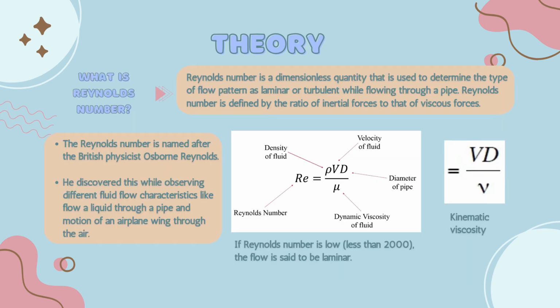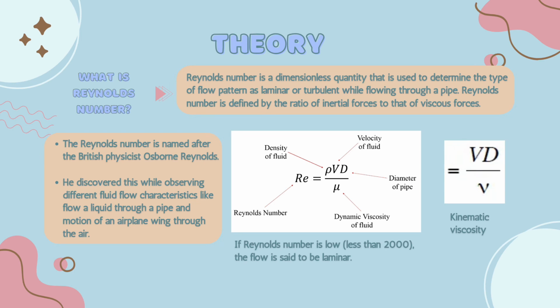What is Reynolds number? Reynolds number is a dimensionless quantity that is used to determine the type of flow pattern as laminar or turbulent while flowing through a pipe. Reynolds number is defined by the ratio of inertial forces to that of viscous forces. As the Reynolds number increases, such as by increasing the flow rate of the fluid, the flow will transition from laminar to turbulent flow at a specific range.